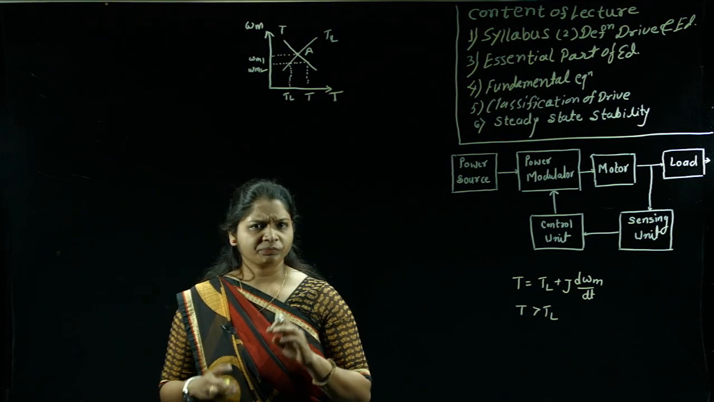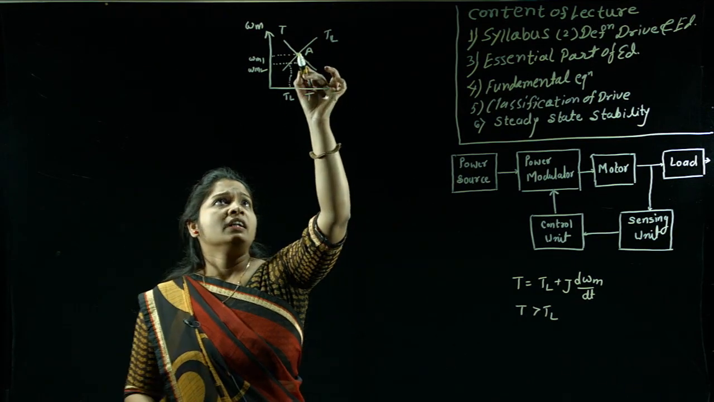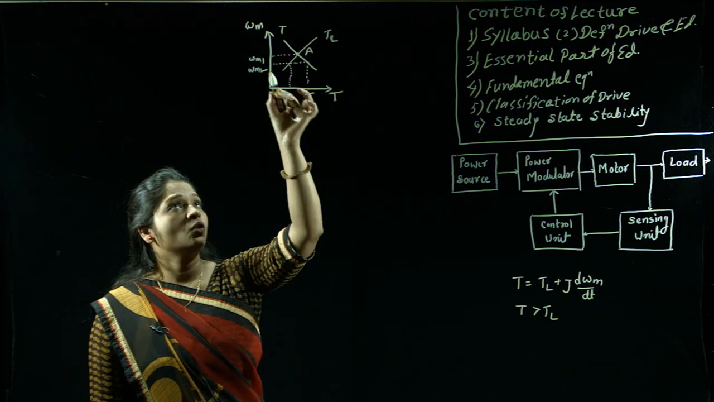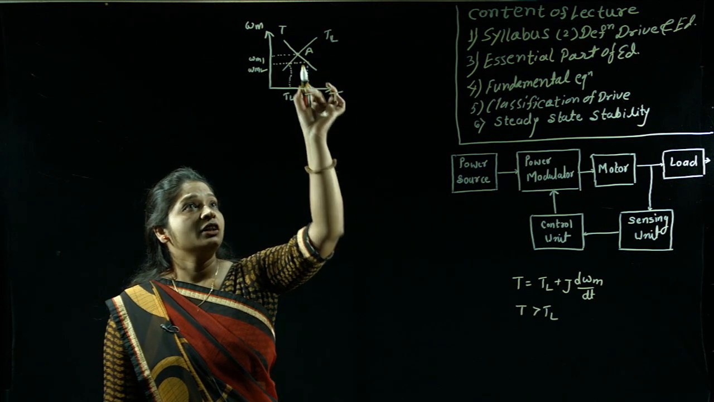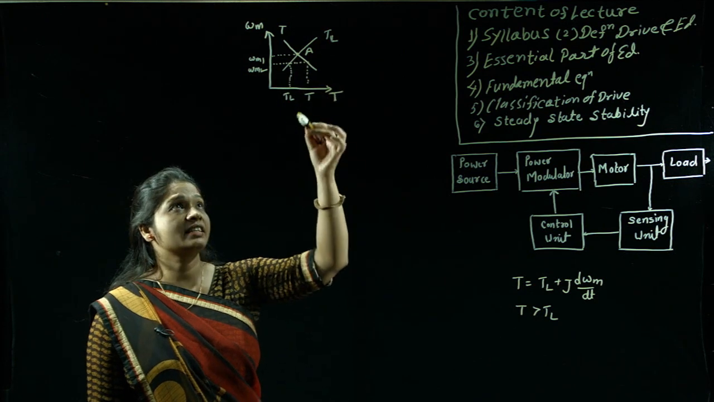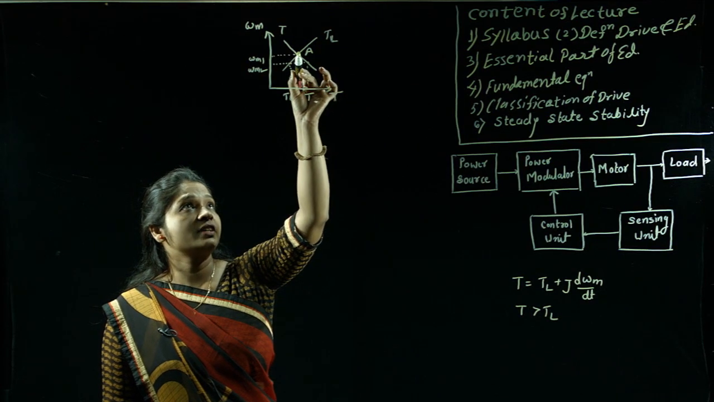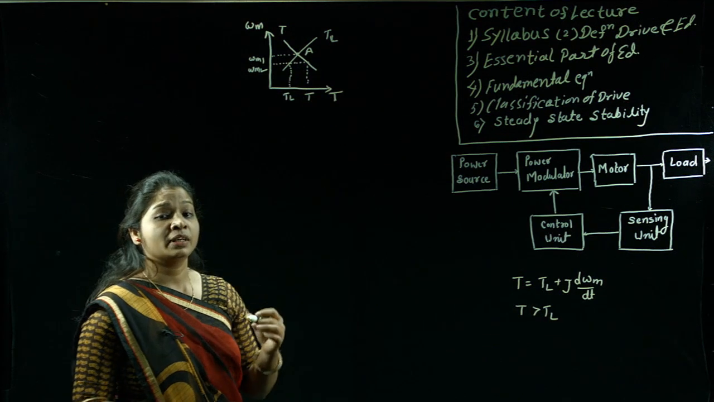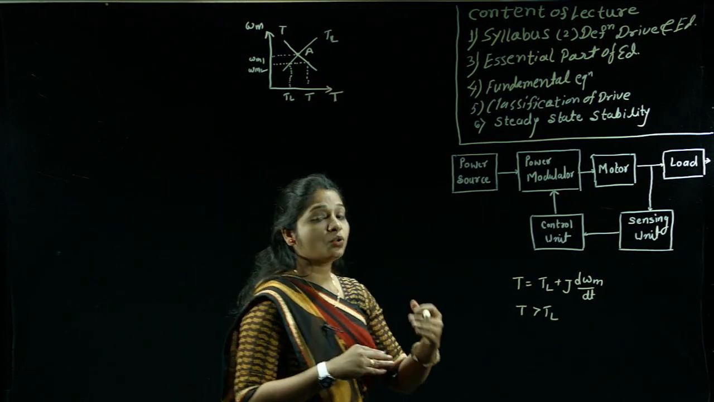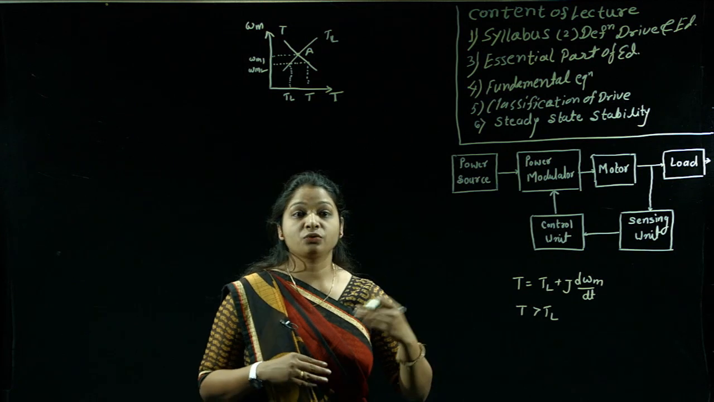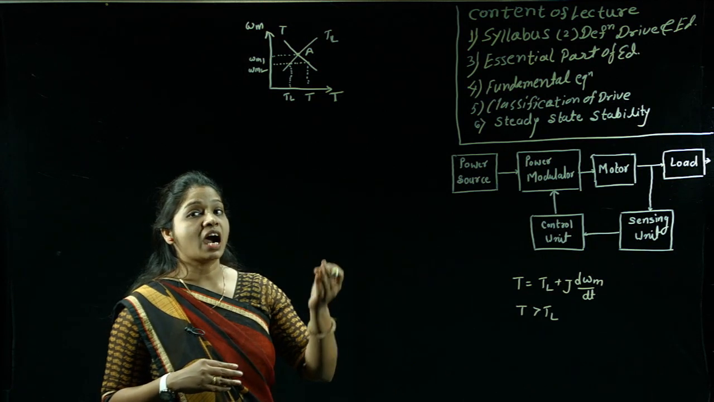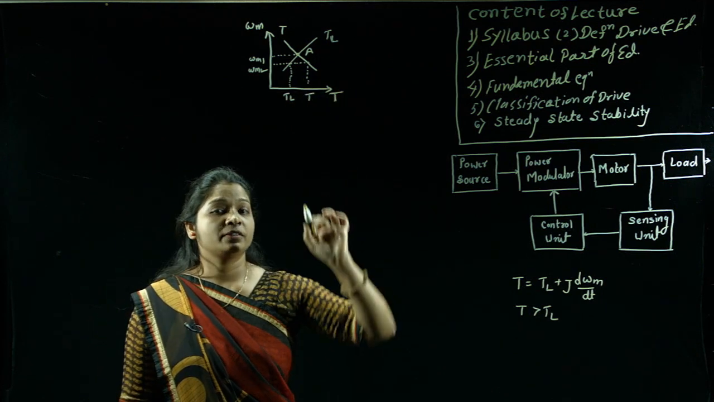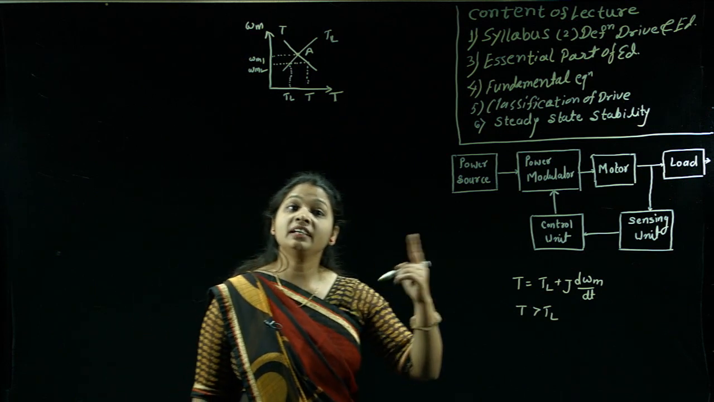For an example, here the new speed means if we consider the speed decreases, that is omega m2, but due to the acceleration the speed increases again and that point goes upward and comes back to that point. Here, point A restores its original position after departure due to the disturbance. That's why this point A is a stable point in the first case, when we consider the decrease in speed.